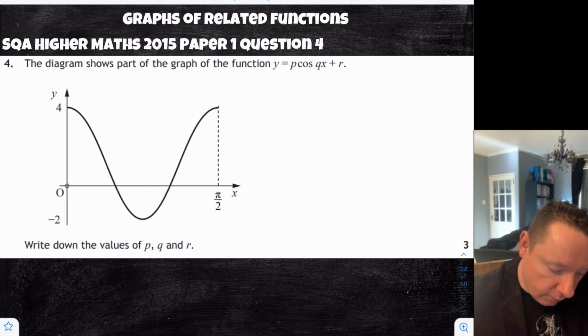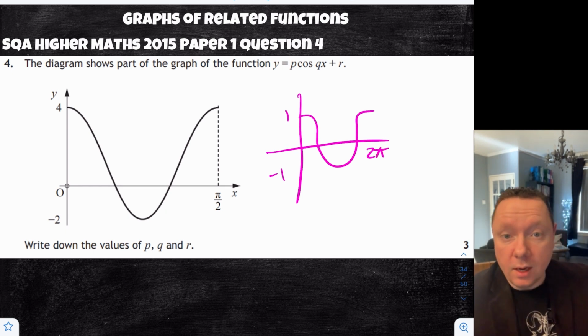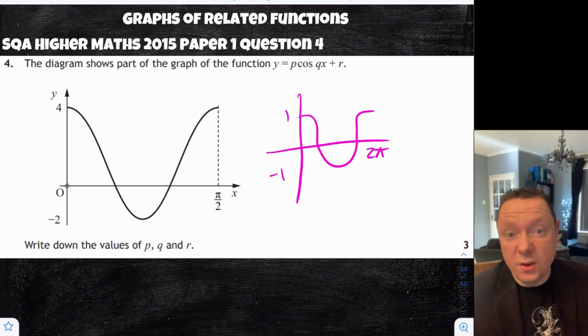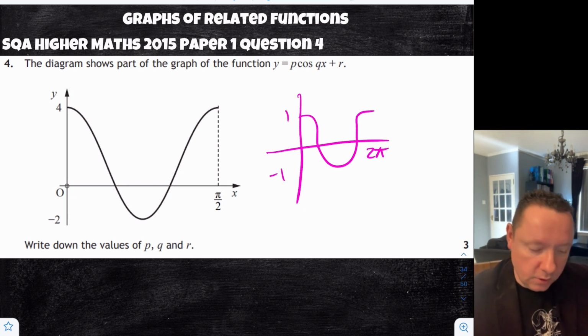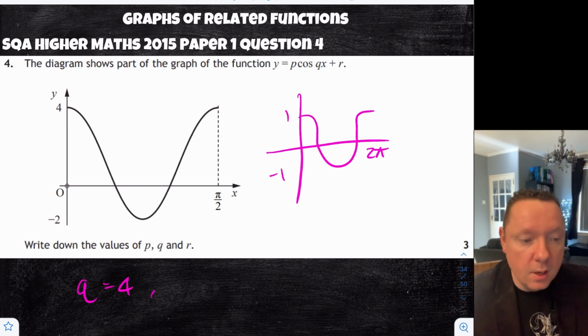The normal cos graph, if you remember, goes between 1 and minus 1, like so, and it goes up to 2 pi. So the number in front is called the amplitude, then the period or the frequency, and then how far it's moved up or down. So immediately we can see that if we look at the q first, we've got 1 up to pi over 2, which means if I was to keep drawing that, I would have 4 up to 2 pi, because pi over 2 is 90 degrees anyway. So I can immediately write down that q equals 4, because I should have 4 of them up to 2 pi.